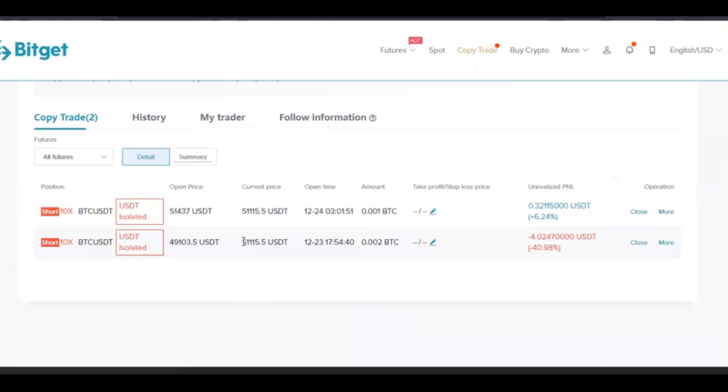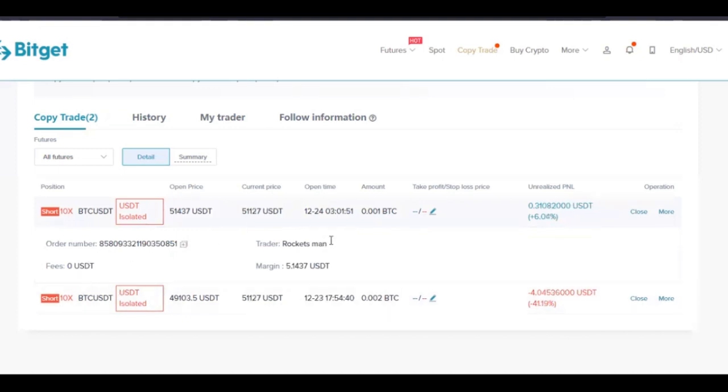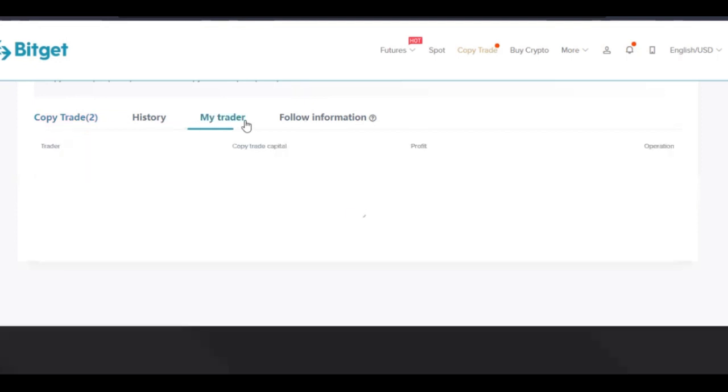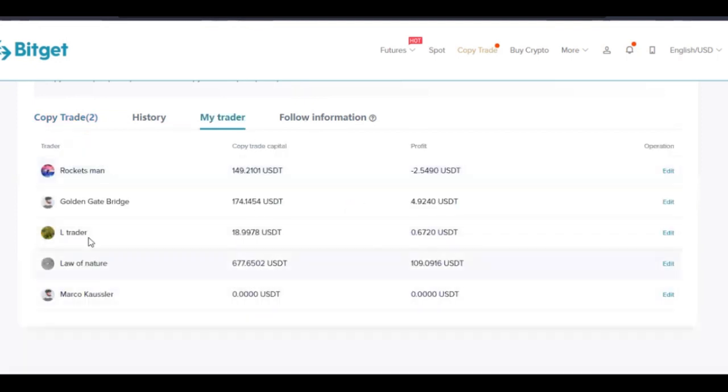This trade was opened, when was the date? Open price, open time. Okay, this one was on the 23rd, which was yesterday. This one was opened today. And you see that it's trading with 10x leverage. If you go to this trader, let me click on more. The trader here is Rocket Man. Let me go to my traders. Rocket Man is the person I've lost money with.